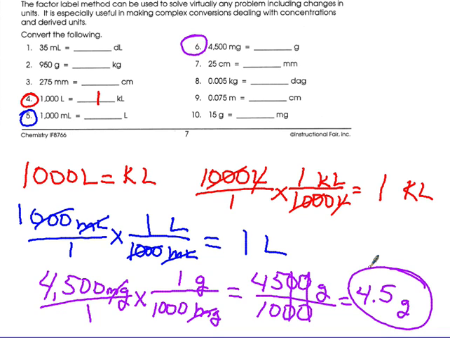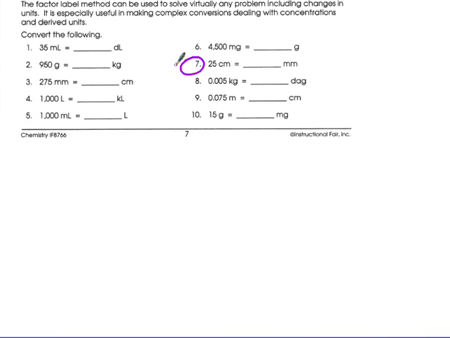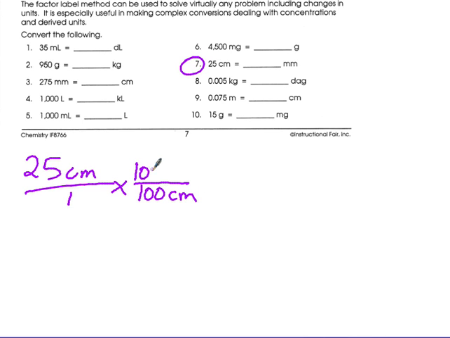Now notice every one of these answers has a number and a unit. It's not fully dressed until you have the unit. So that would be 4.5 grams. I'm going to erase to make more space. I'm going to do number 7, 25 centimeters. And again, we're going to use our base unit to help us to convert. We're going to use meters. There are 100 centimeters in a meter, and there are 1,000 millimeters in a meter.